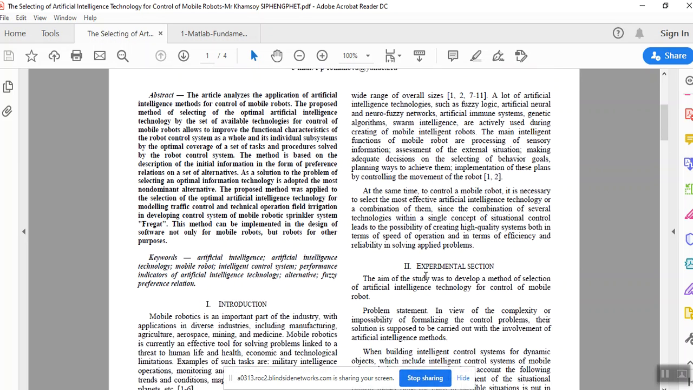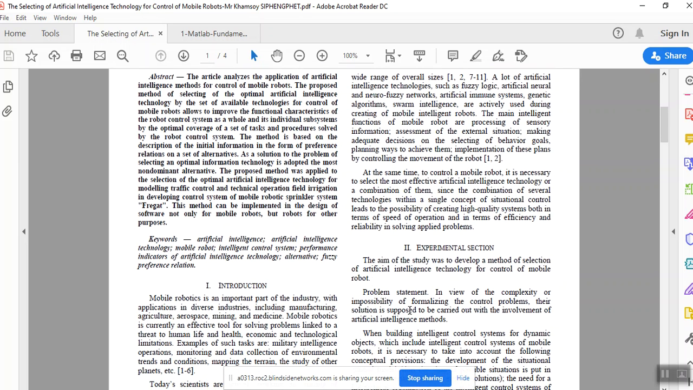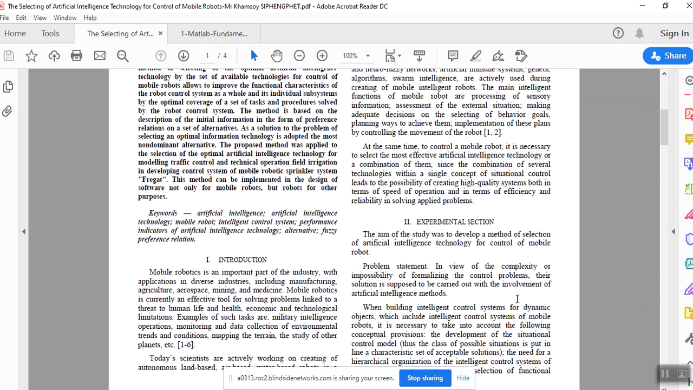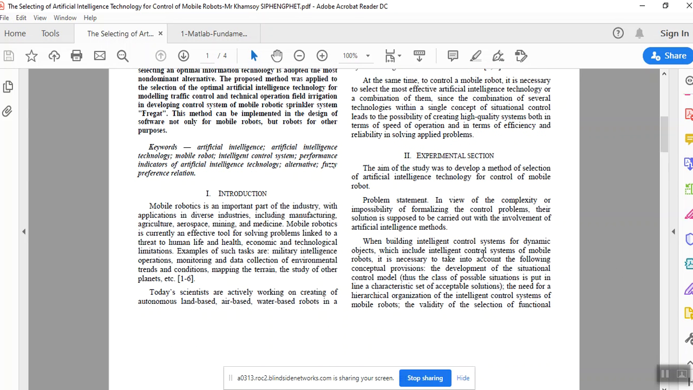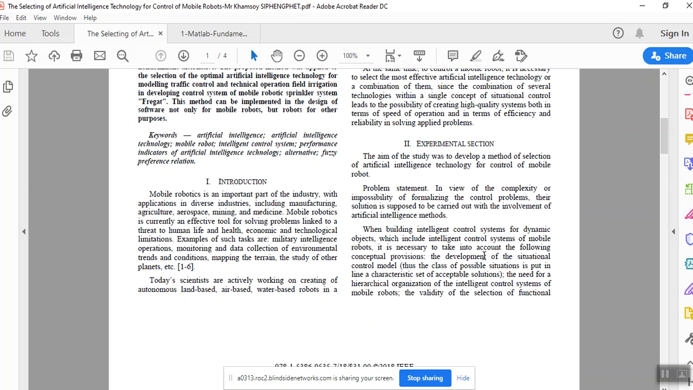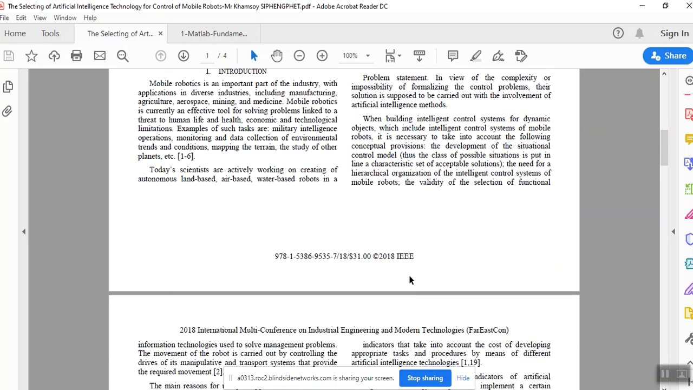So the main problem in this paper, in view of the complexity or impossibility of formalizing the control problem, is that the solution is supposed to be carried out with the involvement of artificial intelligence methods.